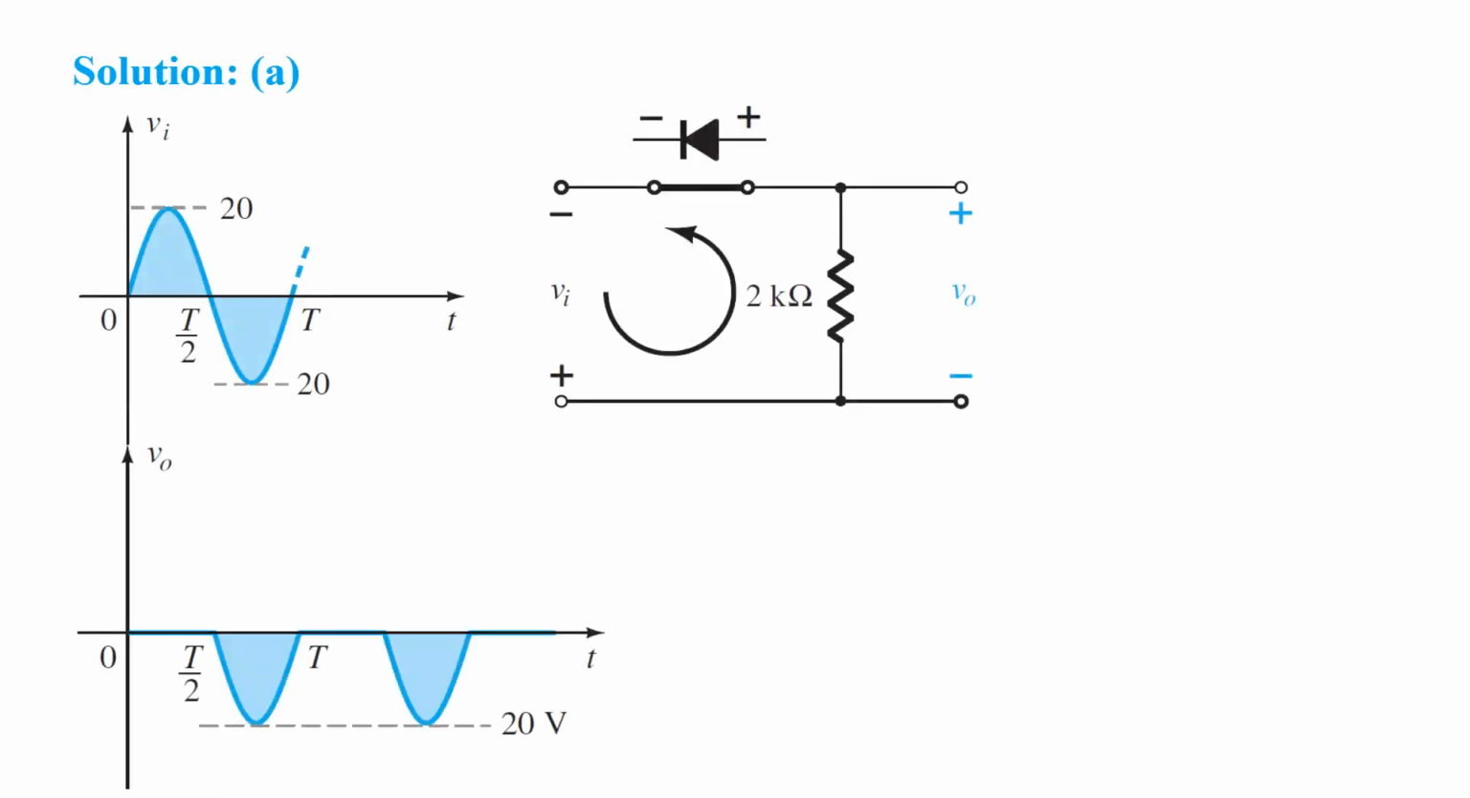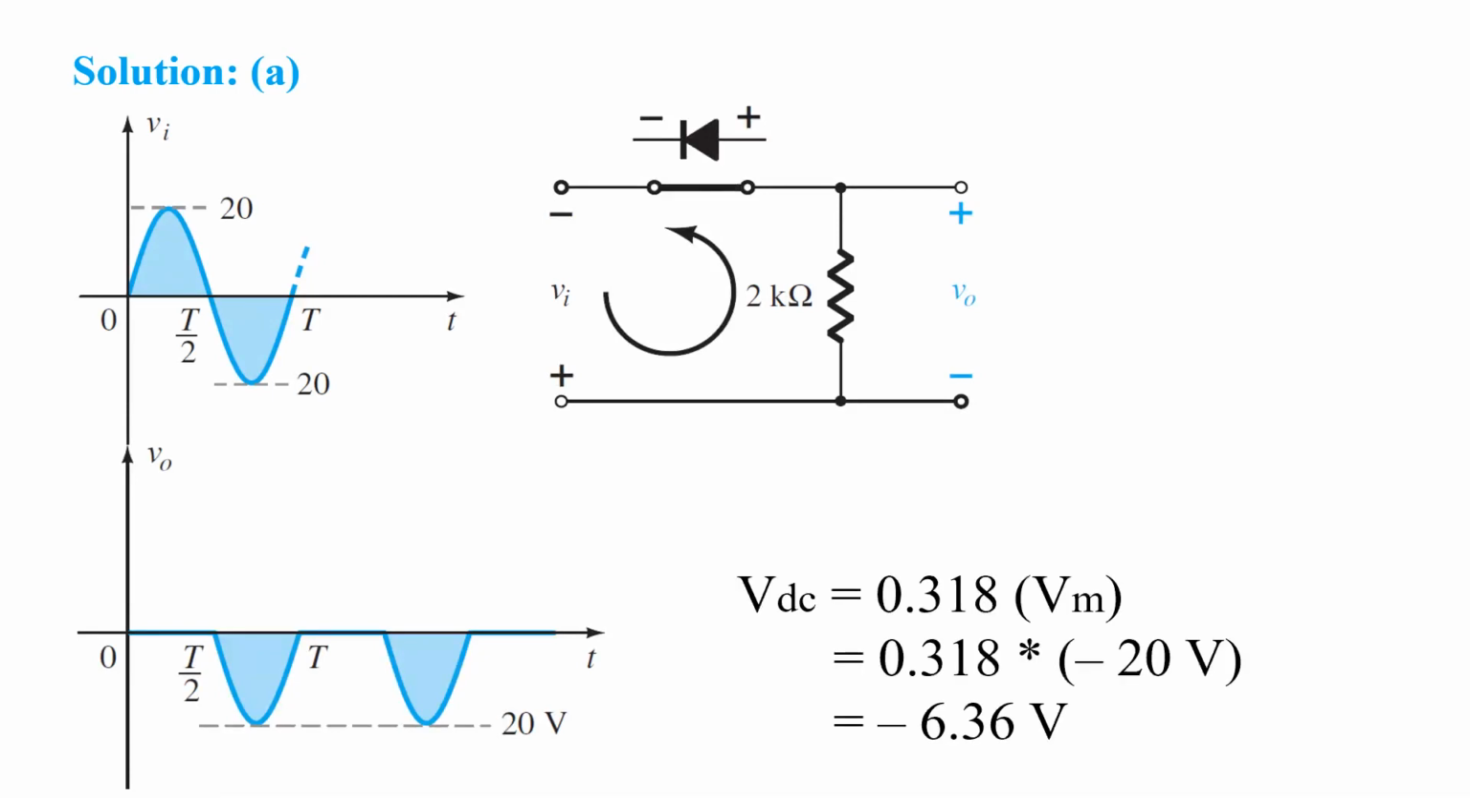Okay. Now the formula. VDC is equal to 0.318 VM. Obviously, you can give a minus in front of it, or you can give a minus in front of that. So which one do I like? I personally like giving a minus in front of 0.318. I haven't shown it here yet, I will show that later.